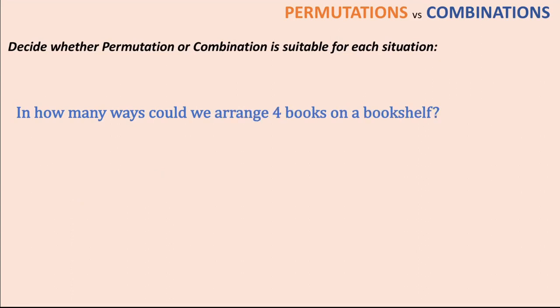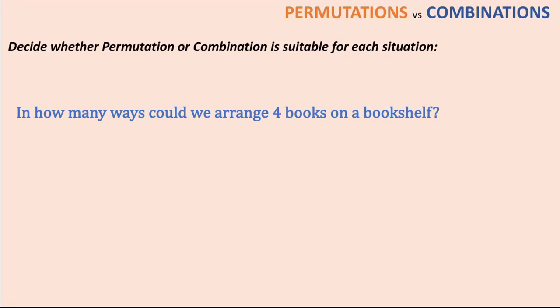Next situation is, in how many ways could we arrange 4 books on a bookshelf? So these are 4 different books. Like you have 4 different books, let's say algebra, calculus, geometry, and trigonometry. I need to arrange them on a bookshelf. So basically, it is important which one comes first, or at least you have many ways to arrange them if you think about it. So it's not just one way. So how many ways can we arrange 4 books on a bookshelf?